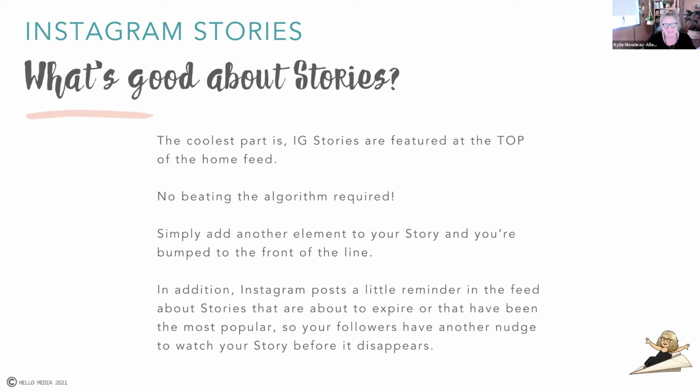No way. It just means that if you want to add a few stories throughout the day or throughout a 24-hour period, just don't put them all there all at once. Just add another one 6 hours later and another one 6 hours later, or whatever time frame that you want to work on. And in addition, Instagram posts a little reminder in the feed about stories that are about to expire or that have been the most popular. So your followers have another nudge to watch your story before it disappears.